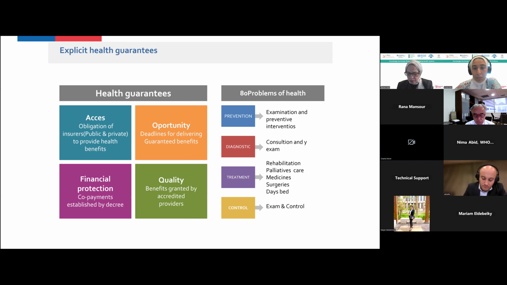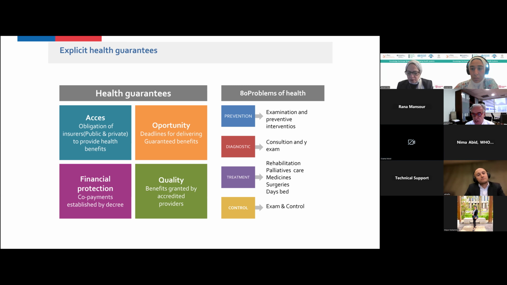And the fourth dimension is quality. We need to establish that, in relation to each one of the guarantees, the provider must be accredited for quality. In summary, today we have 87. Here I show you only 80, but there are 87 health problems. And each one of the problems includes prevention, diagnosis, treatment, and control.